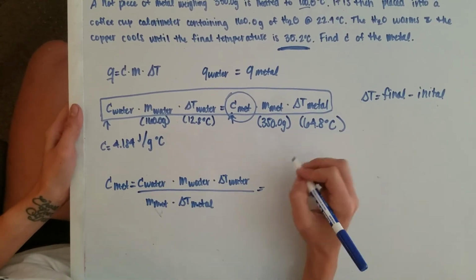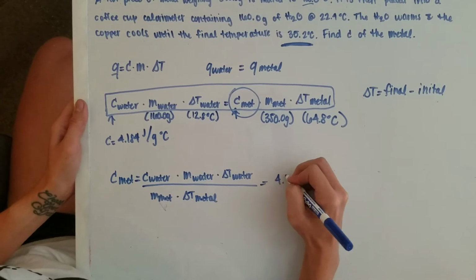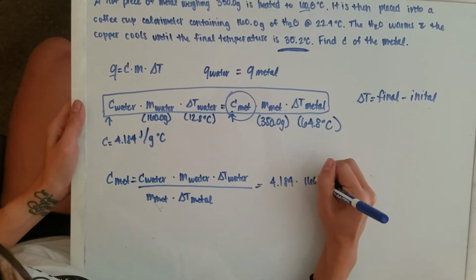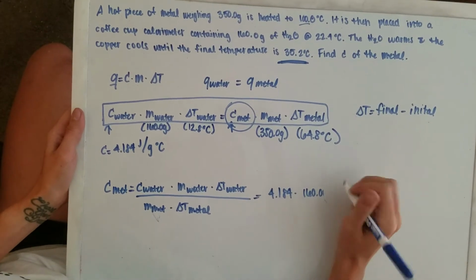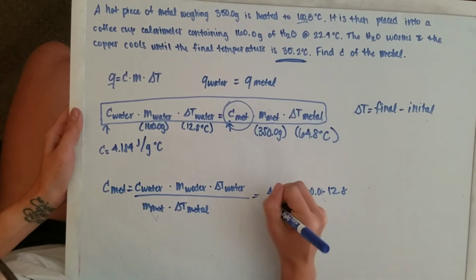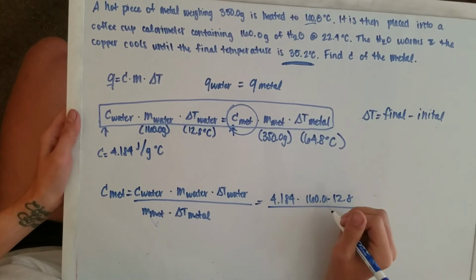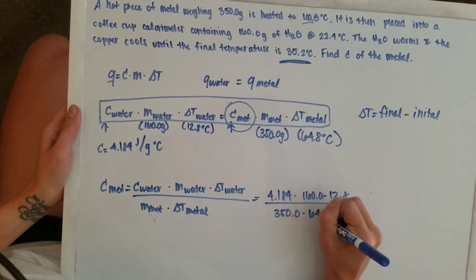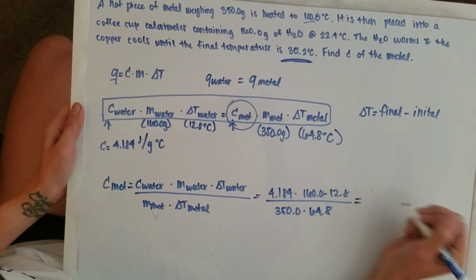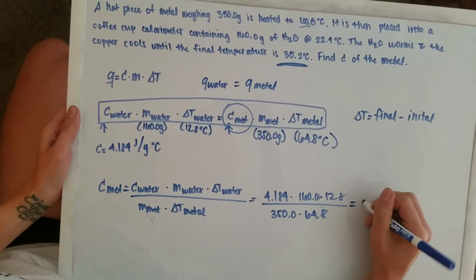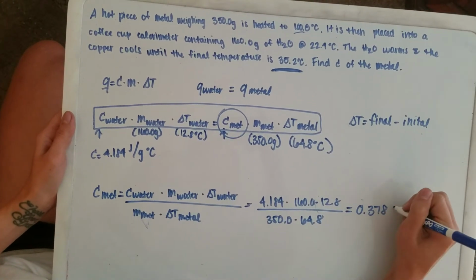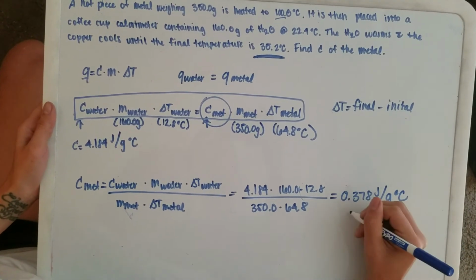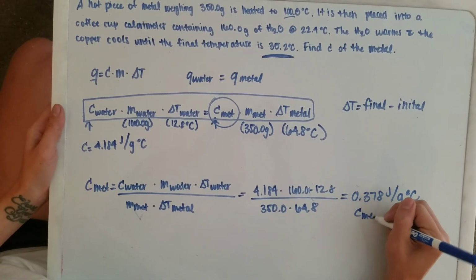So I'm going to go through and plug all these numbers in here. 4.184 times 160 times 12.8, and we're going to divide that by 350 times 64.8. And in the end, we should come out with 0.378 joules per gram degrees Celsius as the specific heat of the metal.